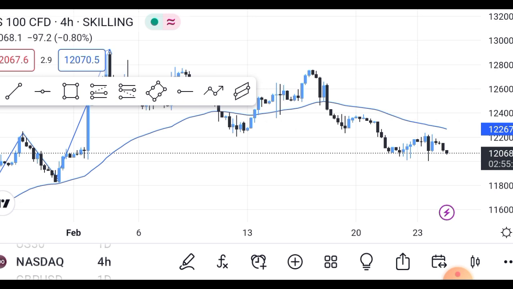Is this market still an uptrend, or has the market structure totally changed to a downtrend? Just comment down below. Just be yourself. Don't copy from others. Don't look at what others are doing. Just be your real self.